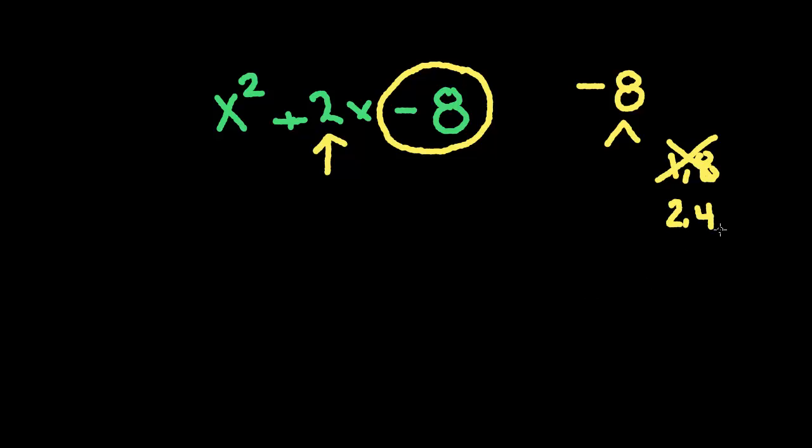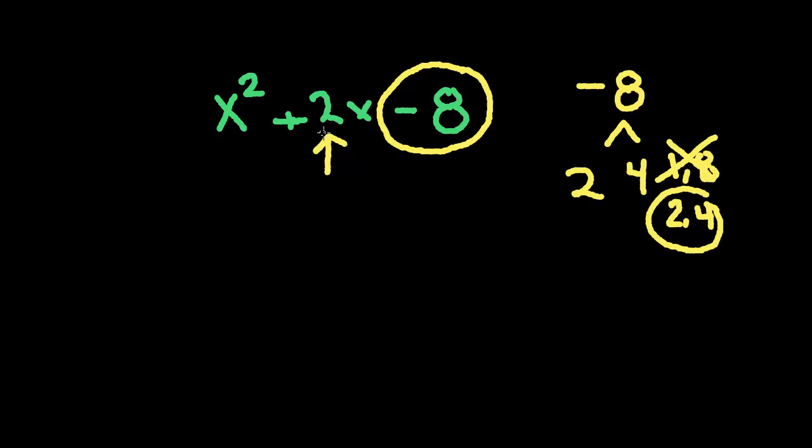Now with 4 and 2, if we add those together, we get 6. But if we subtract them, we do get 2. So that's going to be our choice of what we're going to use here. So we're going to use 2 and 4. Now we just need to figure out our signs. So in order to get a positive 2, if we want to multiply these together here to get a -8, we know that one's going to have to be negative and one's going to have to be positive.